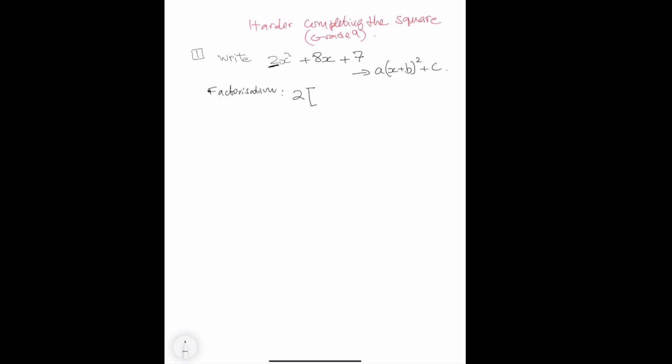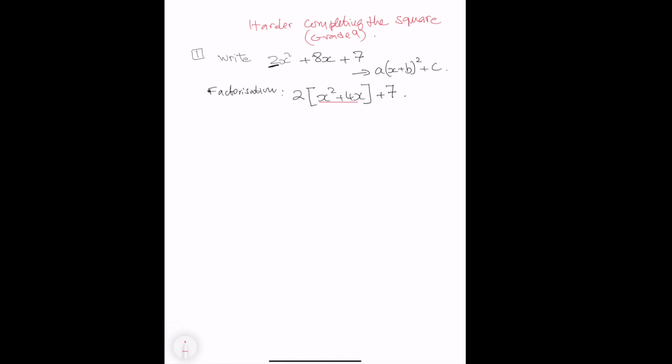So 2 bracket x squared plus 4x. And then do not factorize the 7. Leave the 7 outside the bracket. This is the best way, it's the easiest way. Do not do 7 inside the bracket as 7 over 2, you will have to do more calculation. Then complete the square of whatever is inside the bracket.